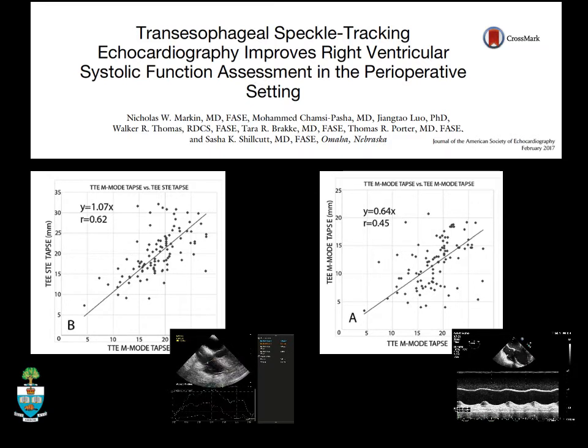They did transesophageal echo, they got a 4-chamber view, and then at the same time, in the same patient, they did a transthoracic echo, apical 4-chamber view, and they compared the apical 4-chamber view transthoracic TAPSE with the TAPSE measured with tissue tracking, and with the TAPSE measured with M-mode without any angle correction. And guess what? There is a very good correlation between the tissue tracked tricuspid valve annulus and the transthoracic TAPSE.